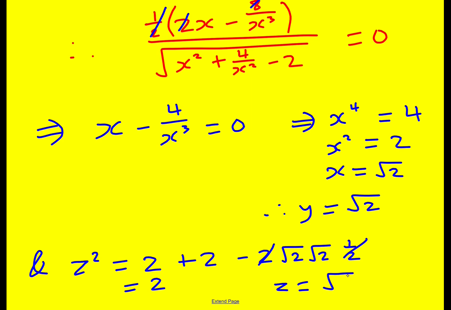I mean, you might have sort of guessed it at this point. If x is root 2 and y is root 2, yes, it's going to be an equilateral triangle. Z is also equal to root 2. Cool.